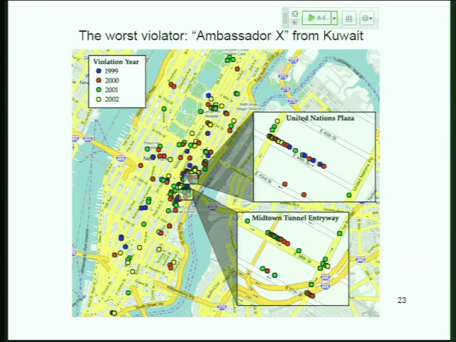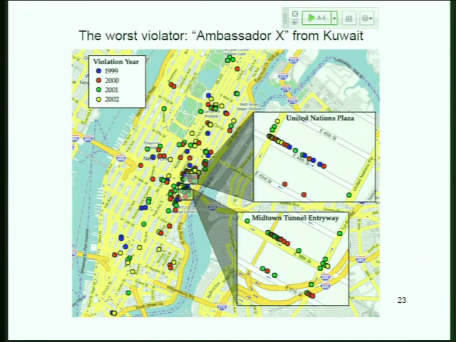There was one diplomat who committed the most violations. He was from Kuwait, and we call him Ambassador X. And he was just prolific. He personally got hundreds of parking tickets per year. So he was getting, on many days, multiple parking tickets. He never even bothered. This guy was so bad that even if there was an open spot that was legal, he would never take it. I mean, why? What's the point? He wouldn't want to take somebody else's spot when he could park on the sidewalk.